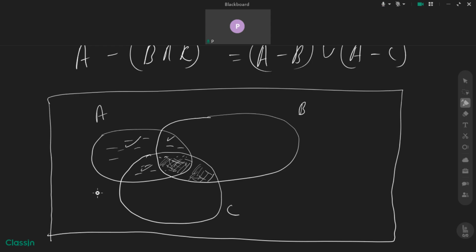Now let us find the right side. First, I have to find A minus B. I know these two parts will form A minus B, union A minus C. If I see A minus C, the region for A, but I have to subtract C from it. If I subtract this C, I will get these two regions. When I take their union, first I have these two regions and then these two regions. Then this region, and this region. When I take their union, I am getting this part that I already got from here. In this way, the property is proved. Similarly, we can prove the second property.